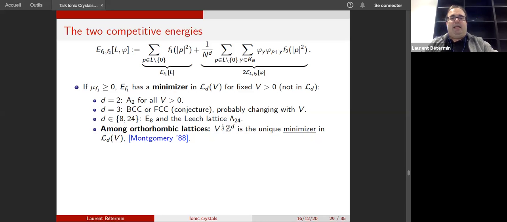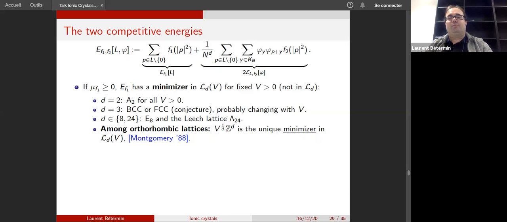Okay. And an important case is, among orthorhombic lattices, the cubic lattice. Here there is a factor V^(1/D), that's the volume of the cell, and that's just the one you have to put to have a lattice of volume V, okay? And so among orthorhombic lattices, the cubic lattice is the unique minimizer of the first energy among lattices of fixed density, 1 over V. So if you fix the volume equal to V, the cubic lattice is the unique minimizer.